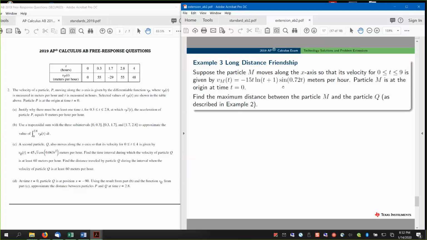I want to find the maximum distance between the particle m and the particle q that was given back in example 2. Now, I'd also suggest that if you're really good with the TI-Nspire, and I think, Vickie, if I understand correctly, the TI-84 might be able to do this, but it would be a little bit slower. But this would also be a really neat problem to try to visualize, to see both particle m and particle q moving along the x-axis, and somehow showing visually that maximum distance between them. That would be really cool.